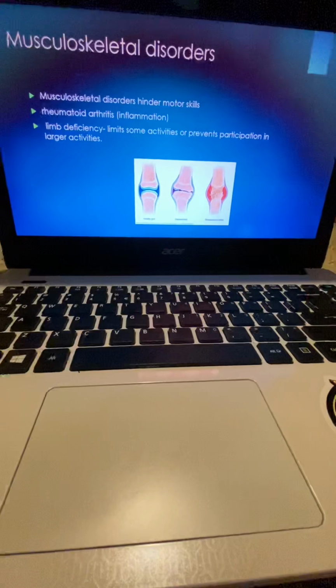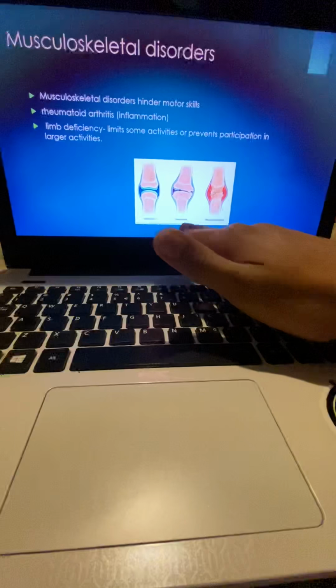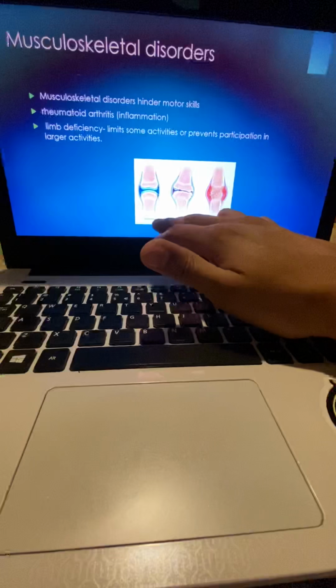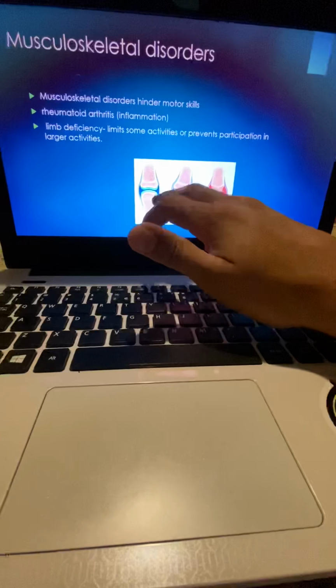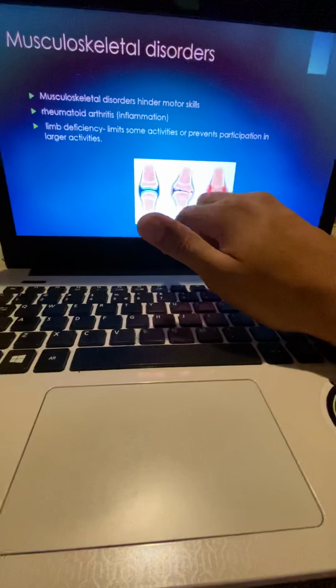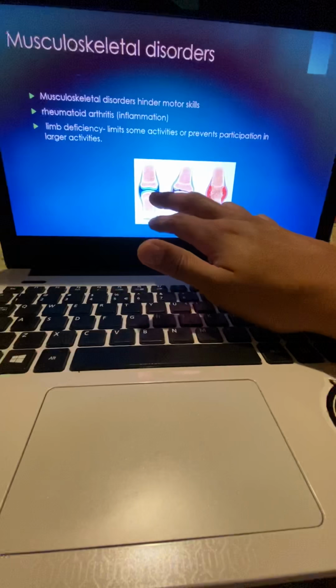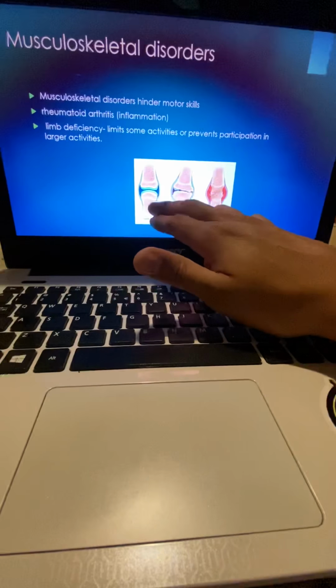Now, there are different musculoskeletal disorders. Of course, these do hinder motor skills, but some of the popular ones would be rheumatoid arthritis or inflammation, which, as you can see in picture number 1, is what a healthy joint looks like. In between these two bones, there's a healthy amount of cartilage, and it's thick enough that the bones do not rub against one another.